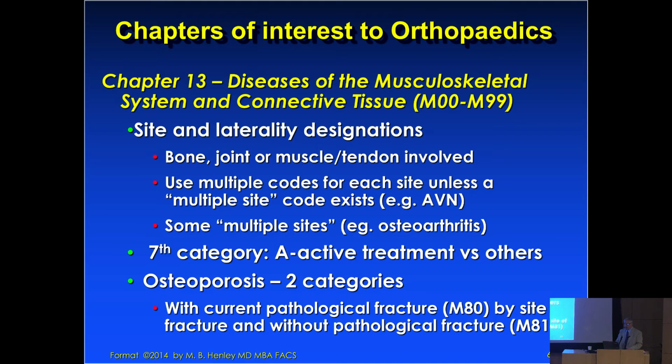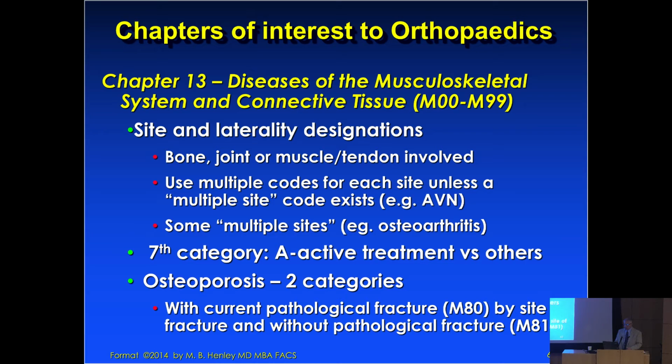You're going to use multiple codes for each site unless a multiple site exists, such as osteoarthritis could be polyarticular osteoarthritis. A 7th character is required. A, again, means active treatment. D means established, and S is sequela.